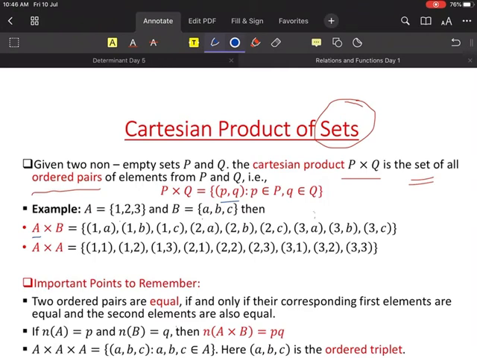Now if I do the cross product of the same set, A cross A, it will be what? 1 comma 1, 1 comma 2, 1 comma 3, 2 comma 1, 2 comma 2, 2 comma 3, 3 comma 1, 3 comma 2, 3 comma 3. Have you understood about ordered pairs? Am I clear?